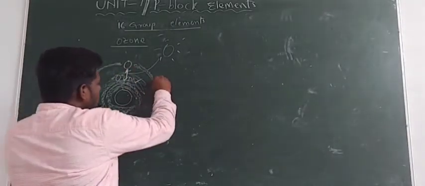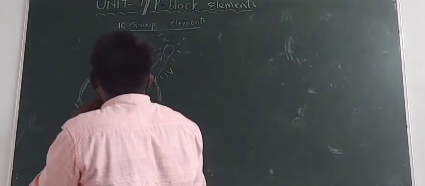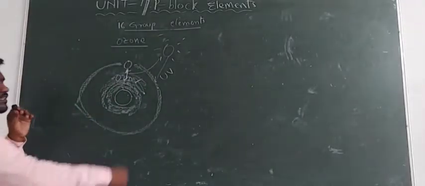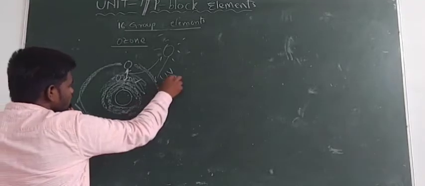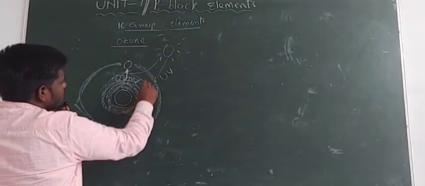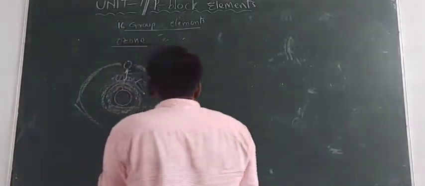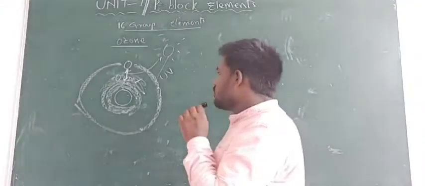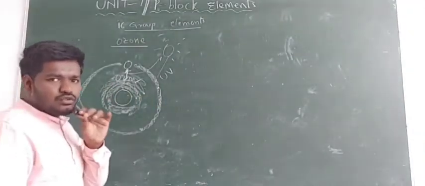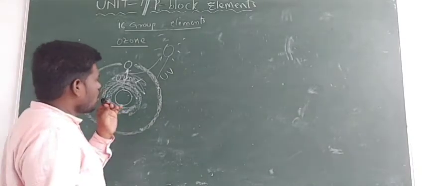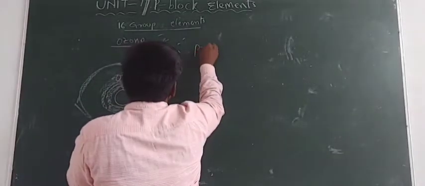Now this ozone layer protects us from the UV radiation, which is harmful radiation. So this radiation won't be allowed into the Earth's atmosphere due to the presence of the ozone layer. Next, this ozone layer is unstable at sea level. At sea level, this ozone decomposes to give oxygen gas. Okay, so now let us see the preparation of the ozone.